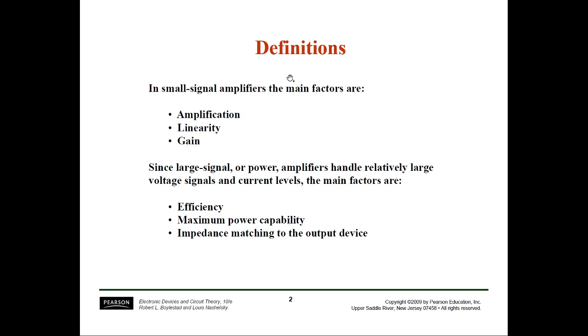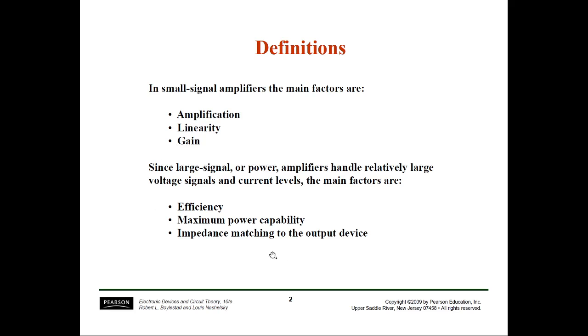So, the definition. We know the small signal amplifiers we have discussed, using different biasing techniques, are used for amplification. We use their linearity, that is, the input and output are linear, and the gain. Gain is nothing but output by input. So these main factors are amplification, linearity, and gain.